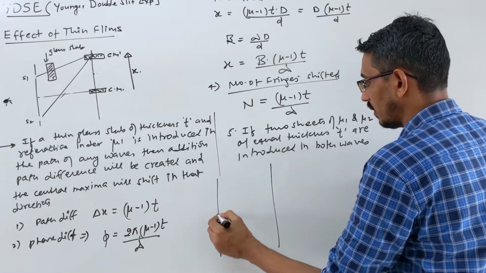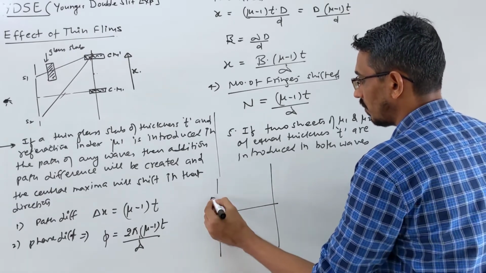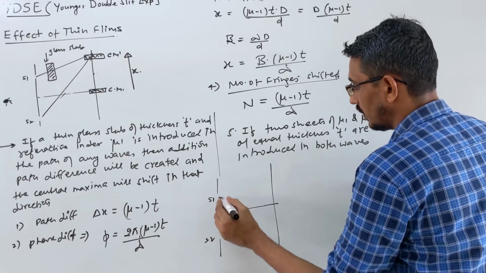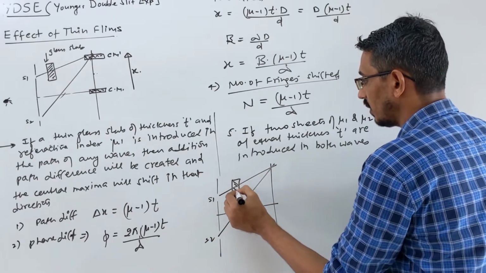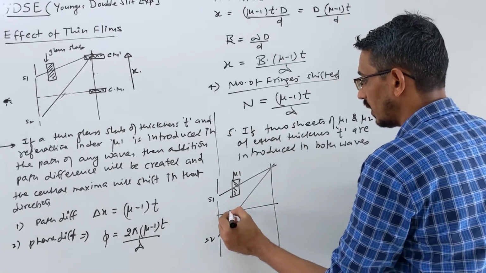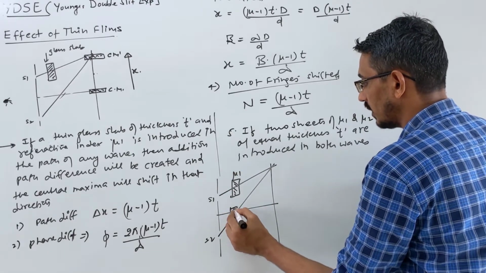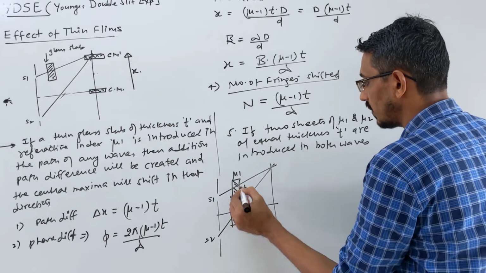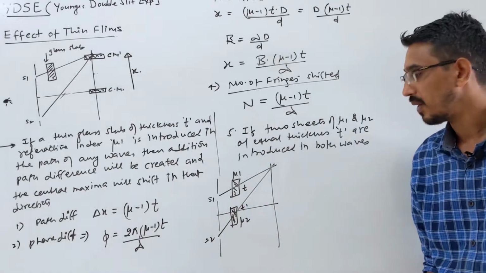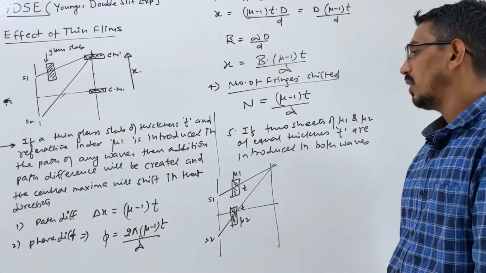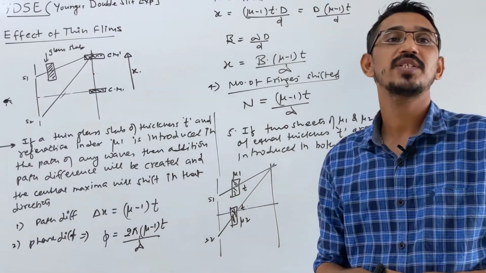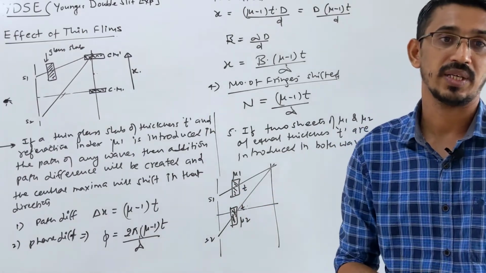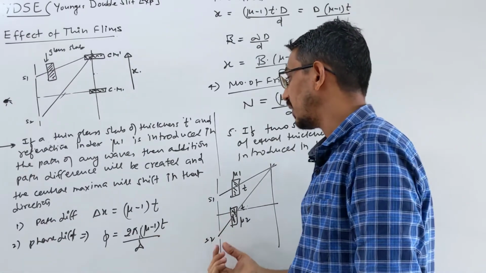This is your screen. This is one opening S1, the second opening S2. This is one wave, that's the second wave. So one glass slab you're putting here of refractive index mu1, another glass slab you're putting in this path also, of refractive index mu2. Thickness we are calling the same, t. Both are t thickness. Now what will happen? First, in which direction will the fringe shift? So it depends on the refractive index, correct? Because the more the path difference, the more the shift.